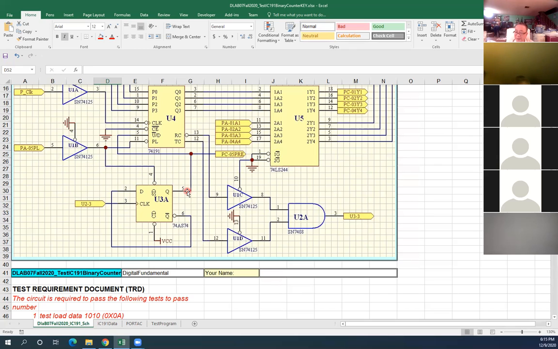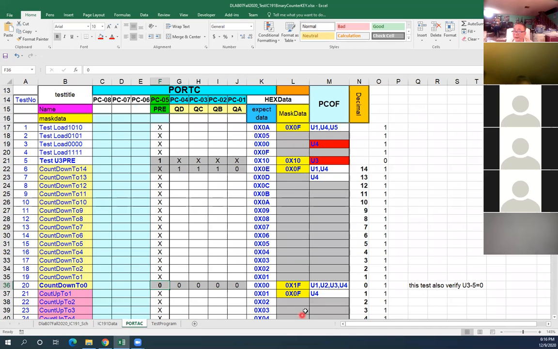So that means U3 also goes into U4. If they're not working, that's why on this test, the last one of the countdown, if it fails, it can be U1, U2, U3, and also U4. That's what is in here: U1, U2, U3, U4. Then they will start counting up. Anything wrong will be U4.